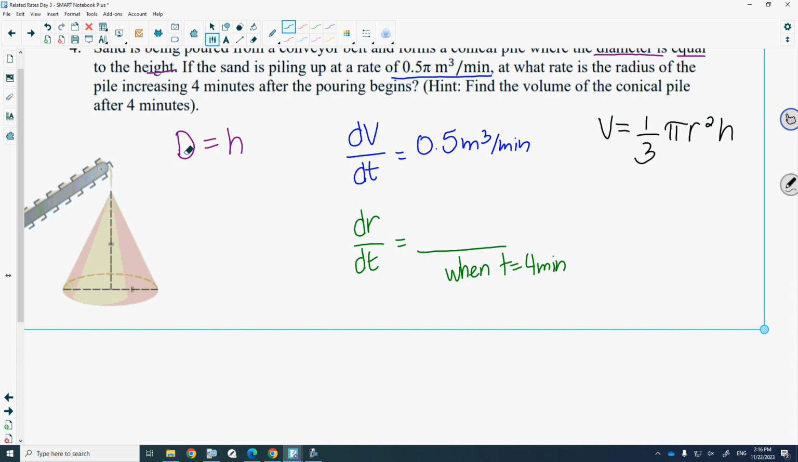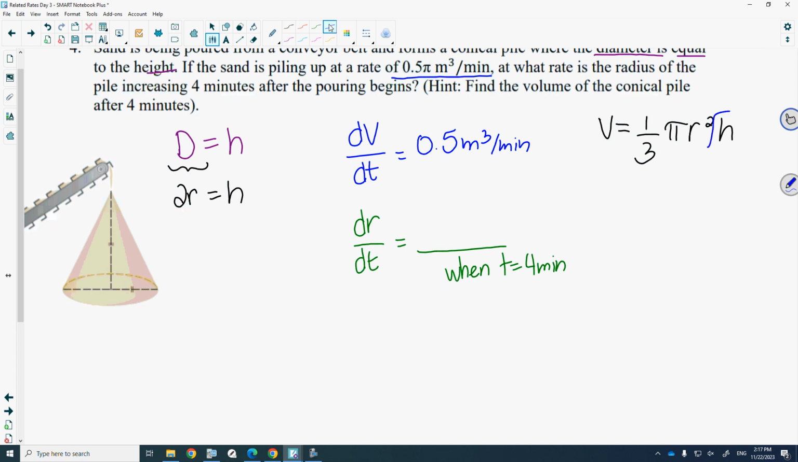The diameter is 2r, yes. So you guys, diameter is 2 radii. That's equal to the height. So the diameter is equal to the height. I want to get rid of this height, right? And I don't want to put d in here, but I know that diameter is 2 radii. So what we could do is take height out and put in 2r.